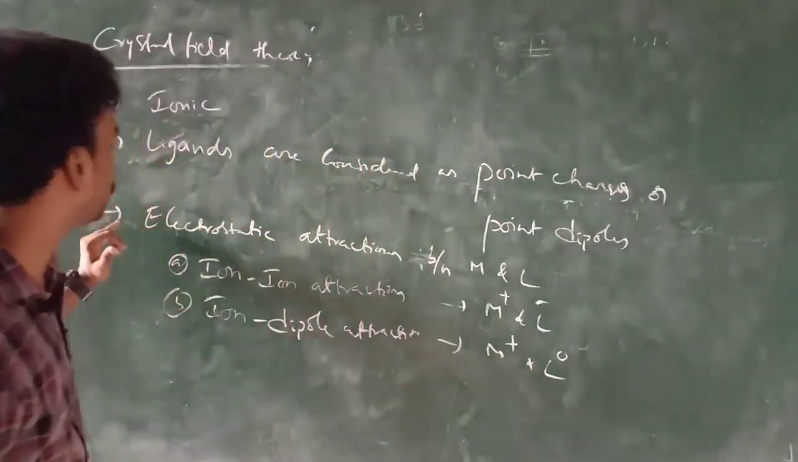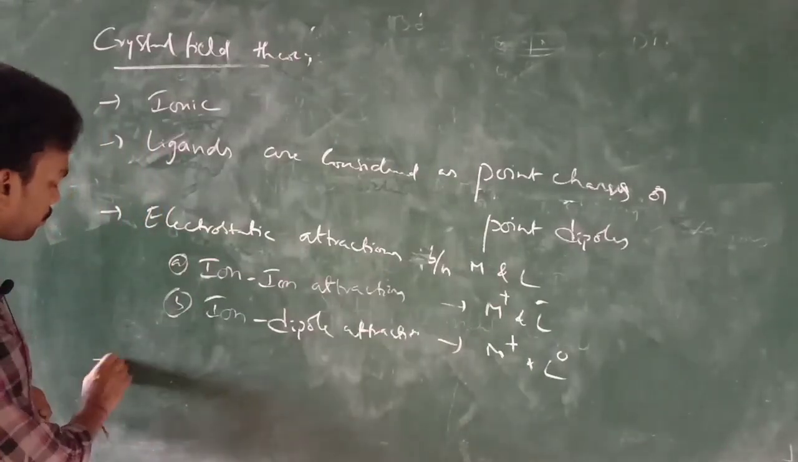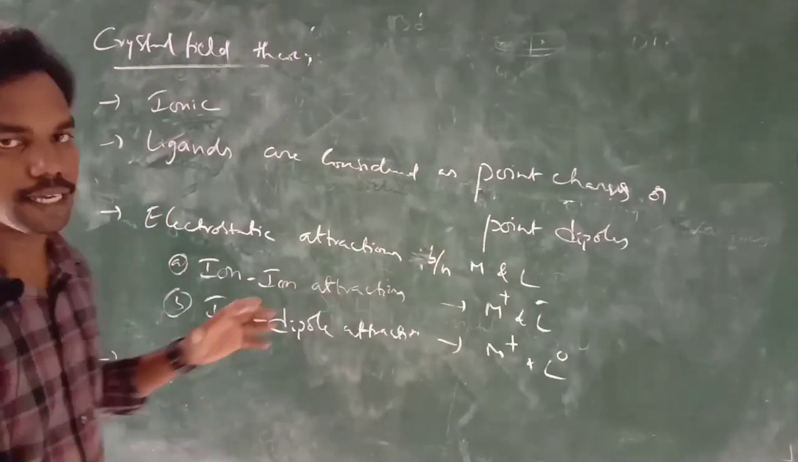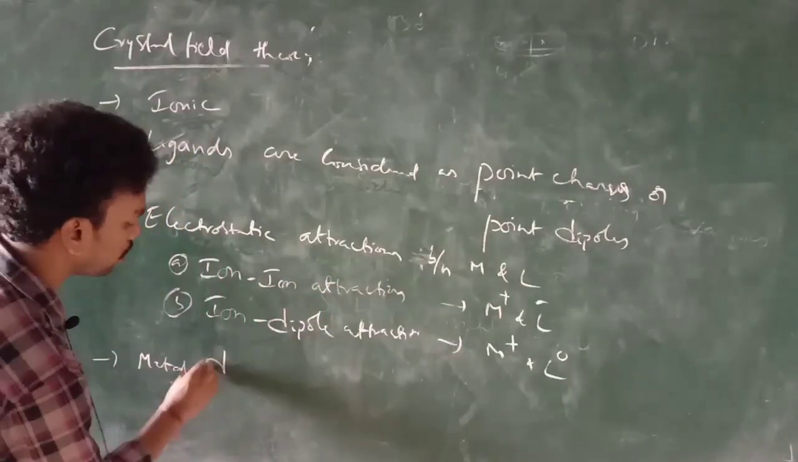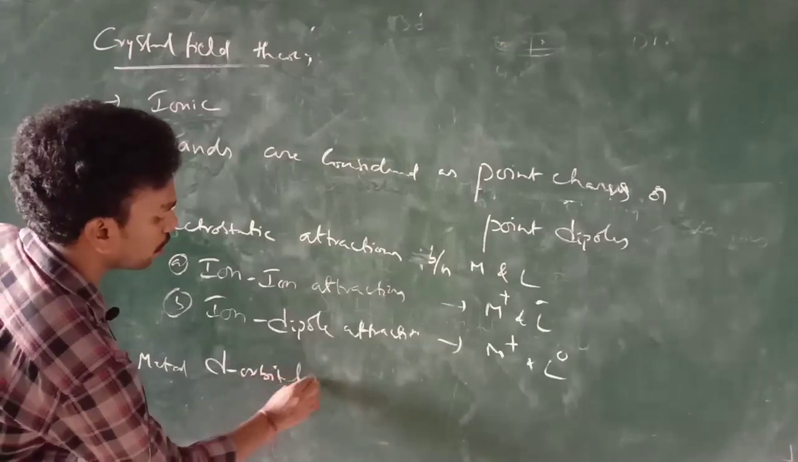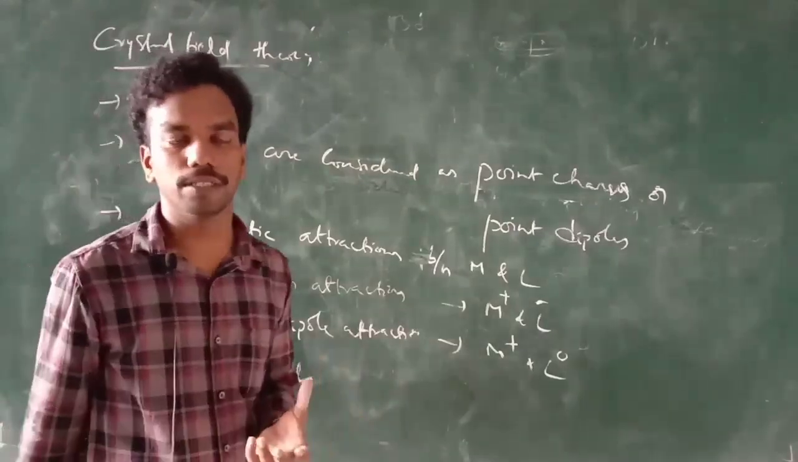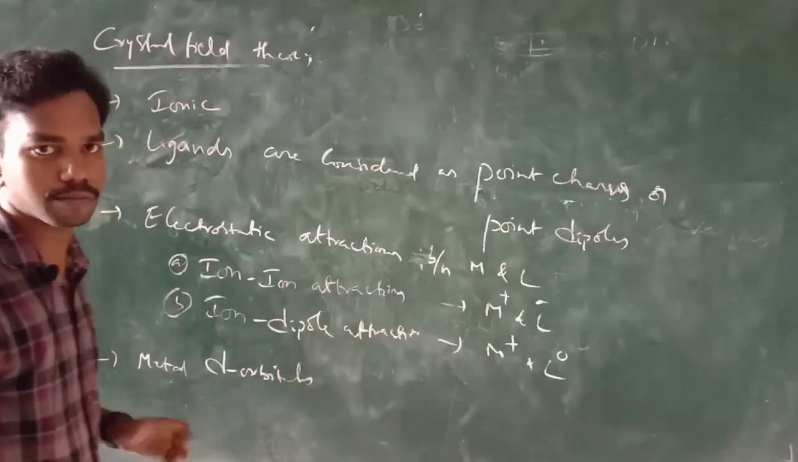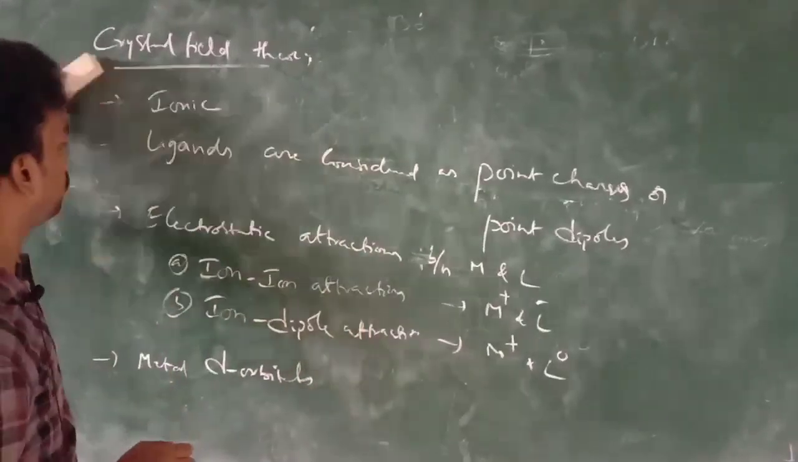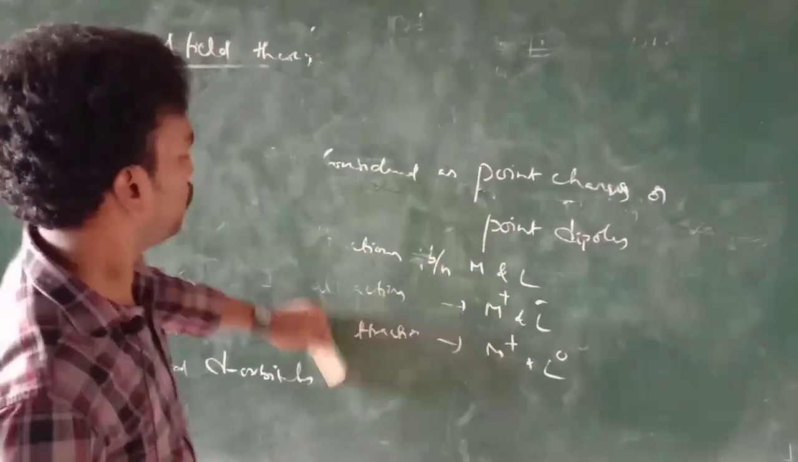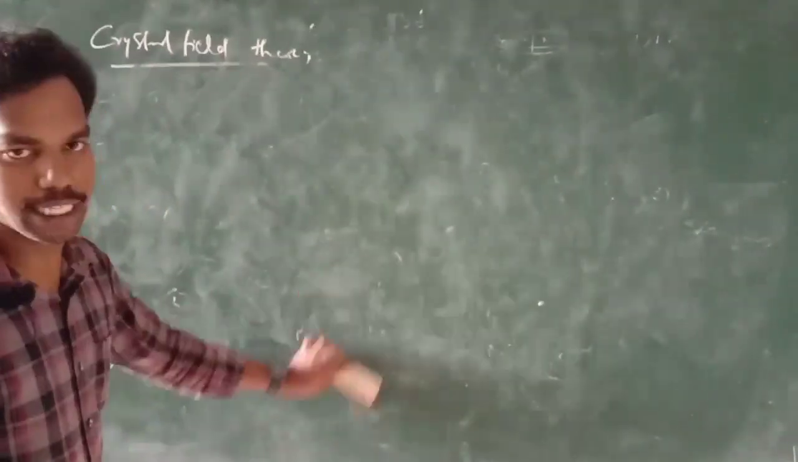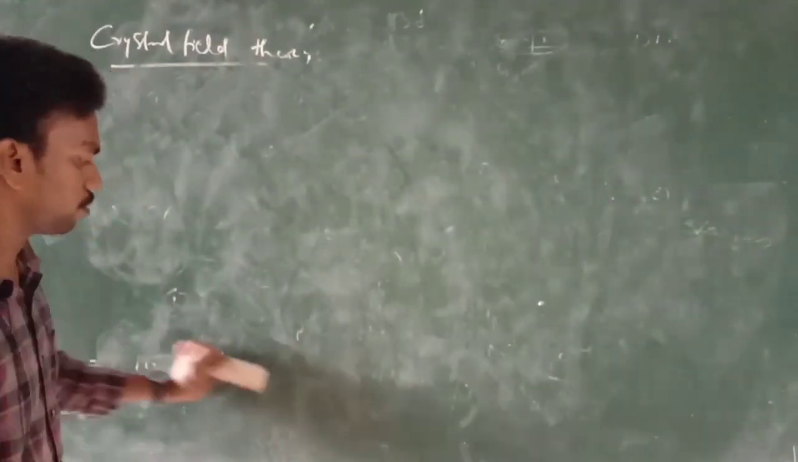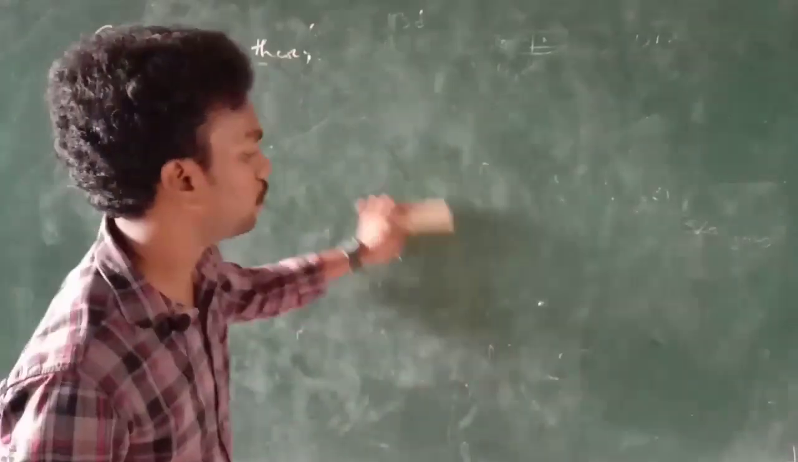So this is the third assumption, right? And then the fourth assumption: this theory mainly concentrates on metal d orbitals. You know how many metal d orbitals there are? dxy, dyz, dzx, dx square minus y square and dz square. Total 5. If your answer is 5, yes, you are correct.